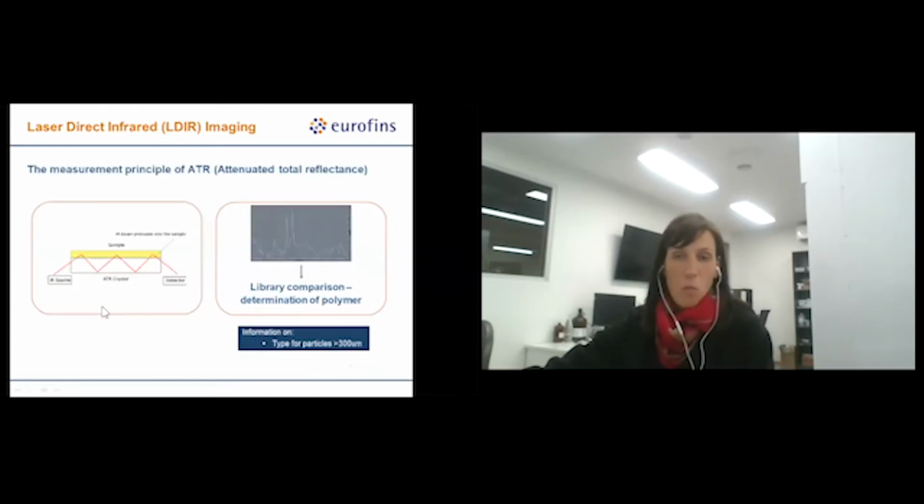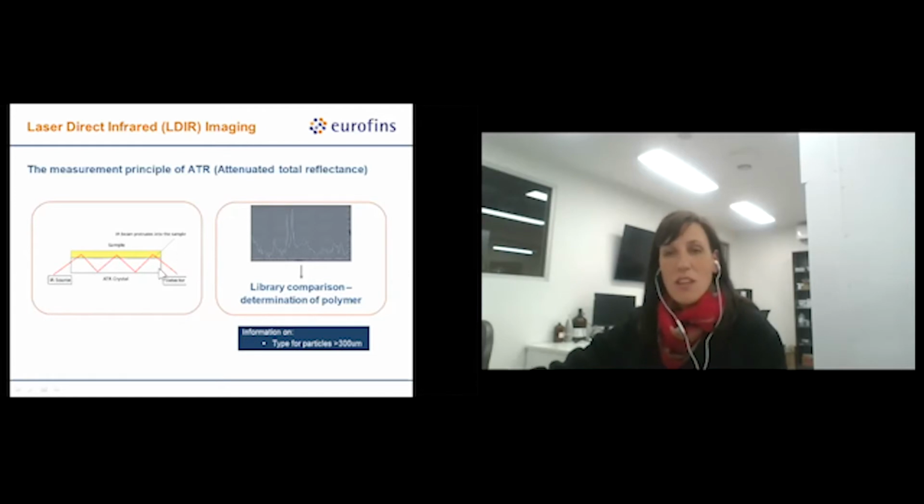The different way of doing that is called ATR, or Attenuated Total Reflectance, where the IR light is not shown through the sample, but basically shown into a crystal, which is then lowered onto the sample, and then the light is shown onto the sample through the crystal and reflected back into the crystal, and basically diverted back into the detector. And we can then determine a reflectance spectrum, which then also can be looked up in the library, and we can determine the polymer. So this instrument is also useful for larger particles.